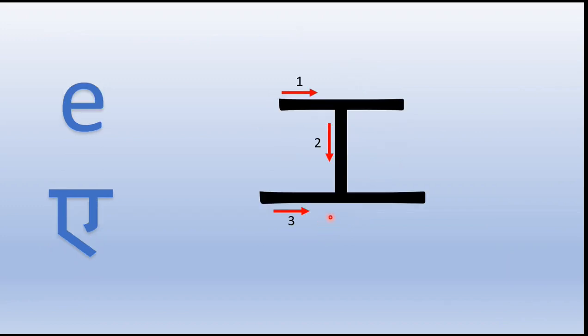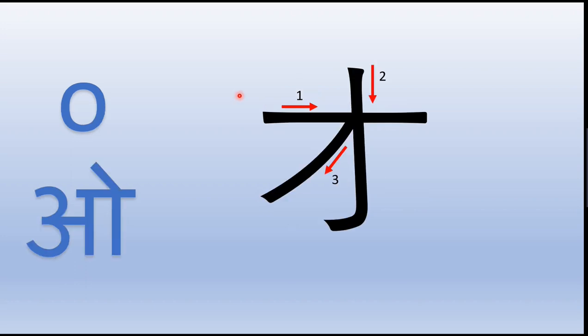Next is A. So this is similar to the English capital I, but the difference is that the lengths of these two lines are not the same. This is shorter and this is longer than the first one. So the first stroke is this horizontal line, the second stroke is this vertical line, and the third stroke is again a horizontal line. And the length of the third stroke is longer than the first stroke. This is A.